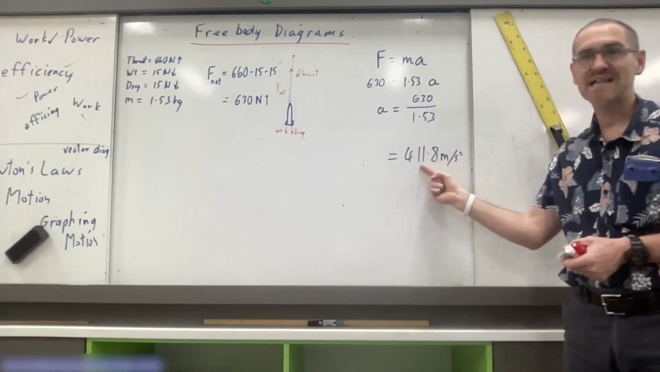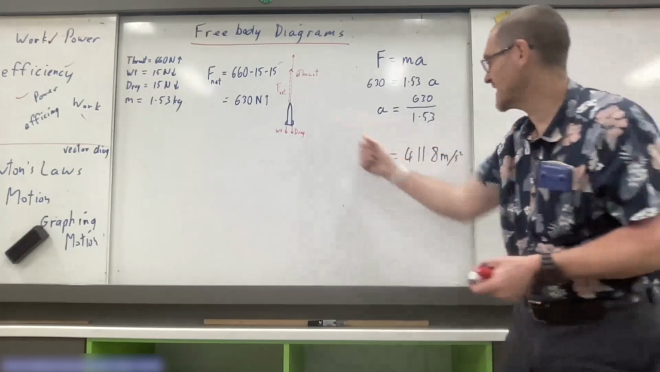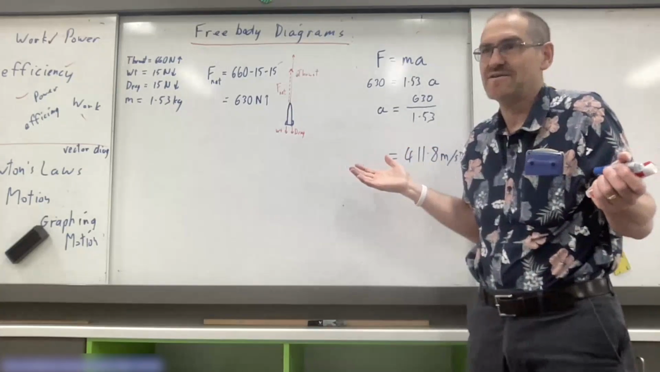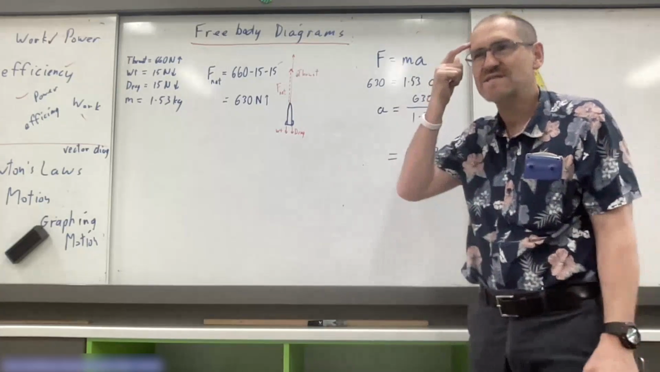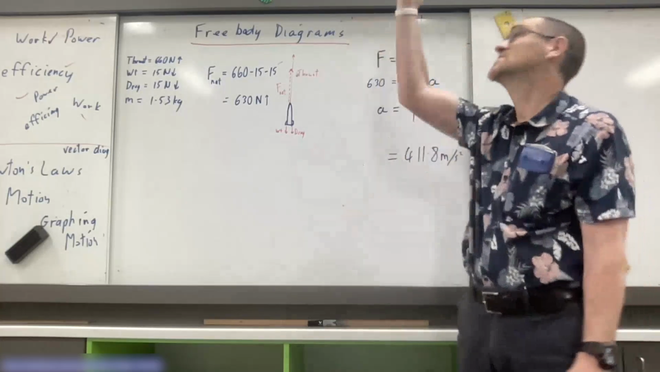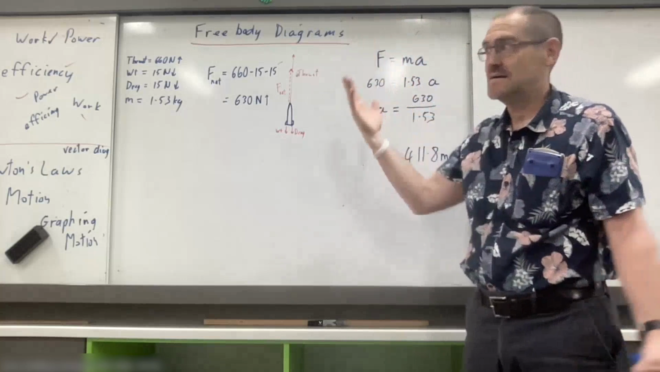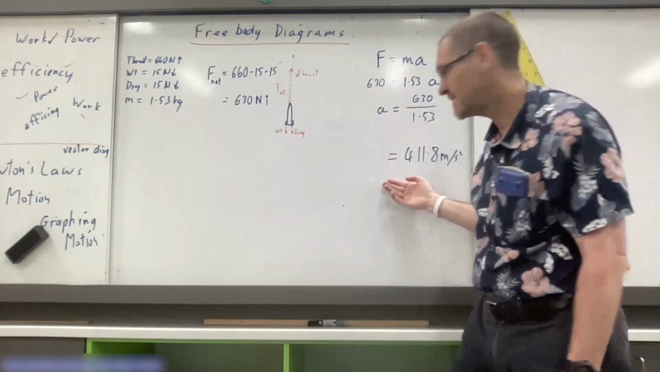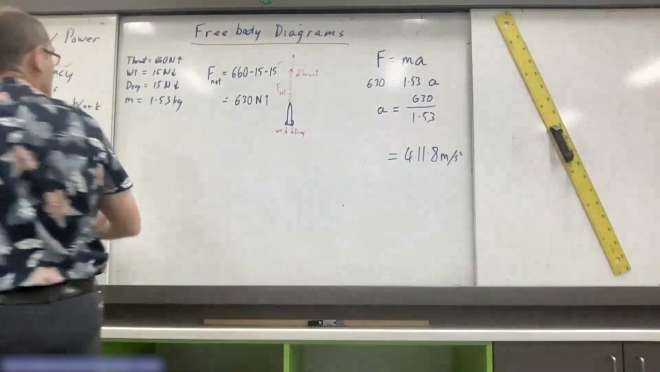That is mathematically correct. Does a toy rocket actually accelerate at that speed? I don't know. Imagine one in your head. You've seen them. Who's seen one in real life? They kind of go like that, don't they? I don't actually know if that's realistic or not. Okay. All right. So that's a couple of free body diagrams.